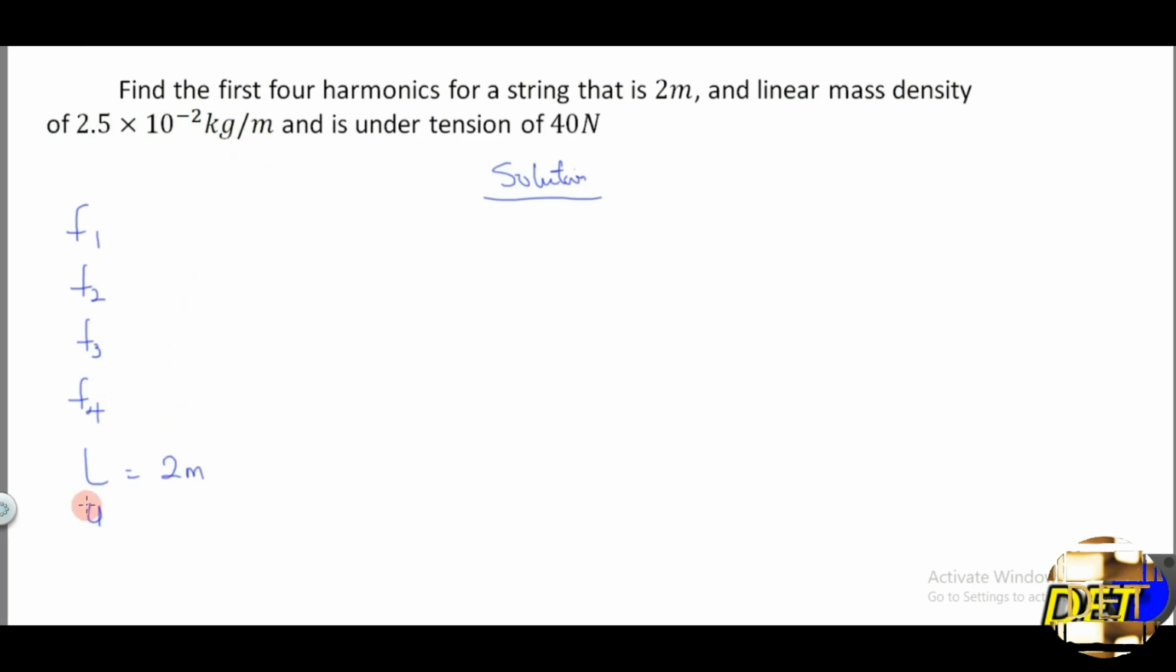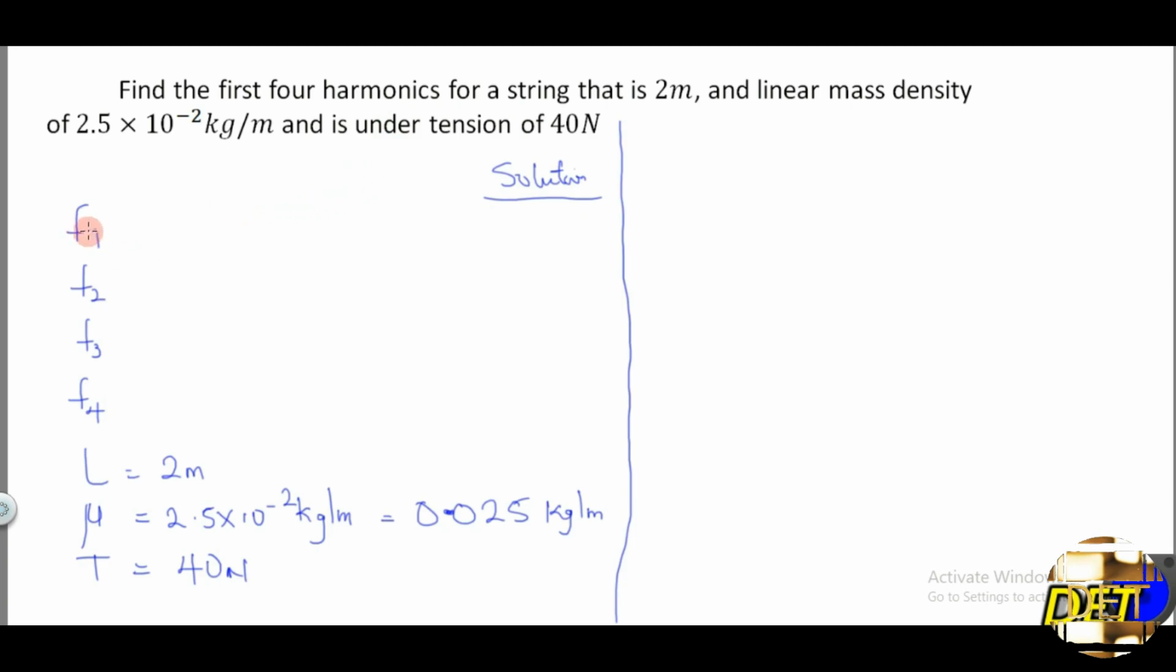And the linear mass density is 2.5 times 10 raised to the power minus 2 kg per meter. And this is equivalent to 0.025 kg per meter, showing the number of zeros, that's the minus 2 here, which is this 25 that is here, right? Then, the string is under tension of 40 Newton. So the tension is 40 Newton, right? So how do we go about calculating this?